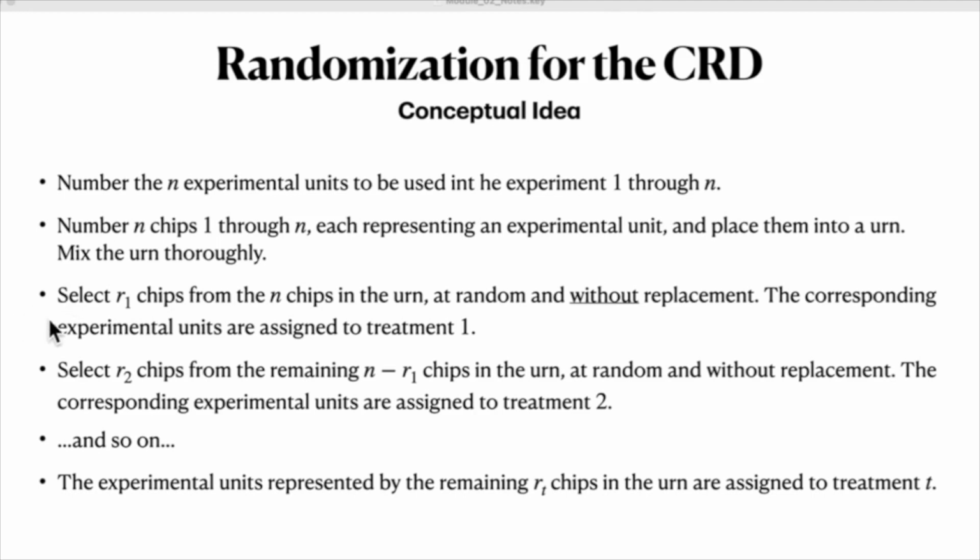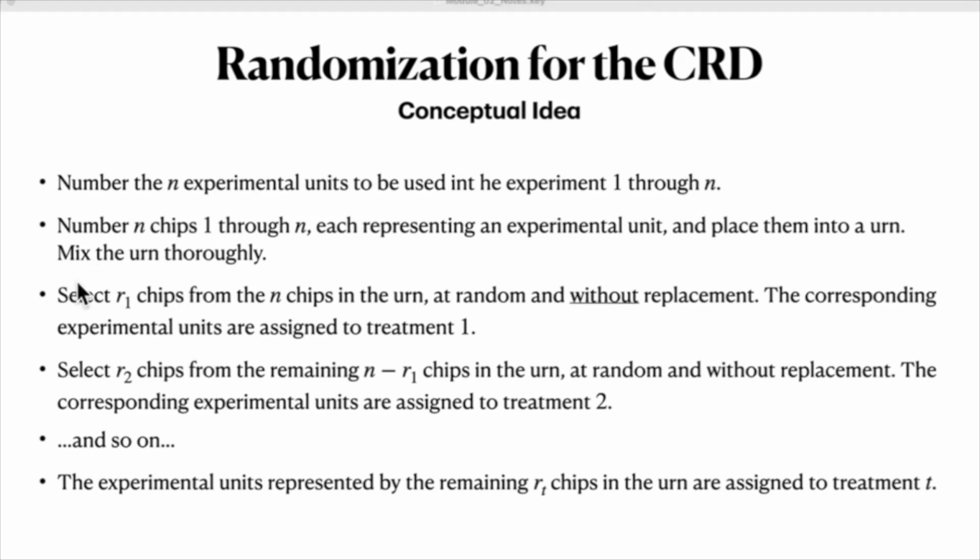So we select R1 chips. These numbers R1, R2, and so forth up to R sub t would be determined before the experiment, before the randomization is done. The experimenter would determine how many experimental units they want to assign treatment 1 to, and how many units they want to assign treatment 2 to, and so forth. Oftentimes you'll have equal replication, but it doesn't have to be equal replication.